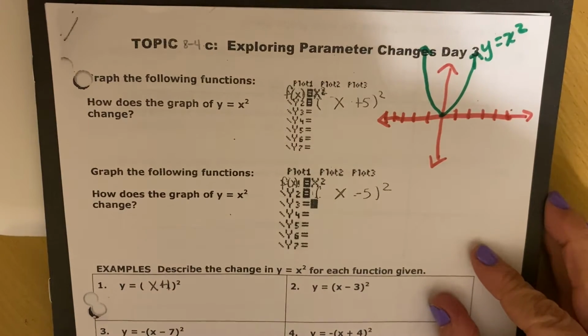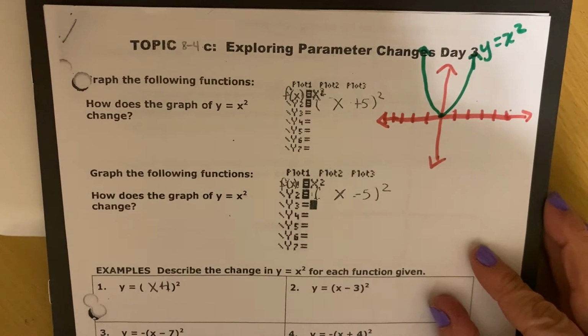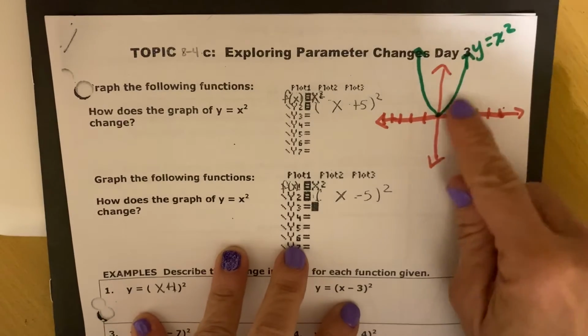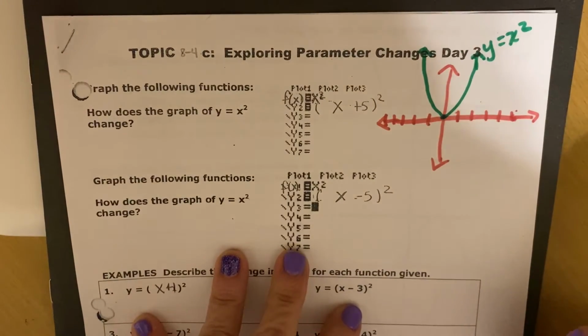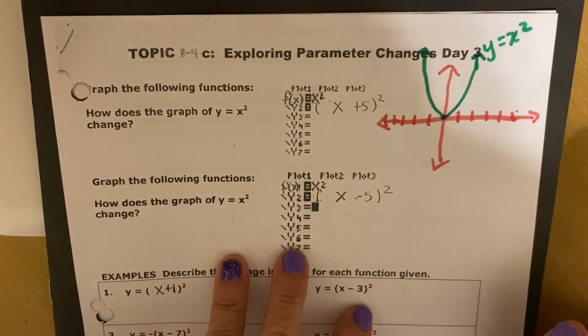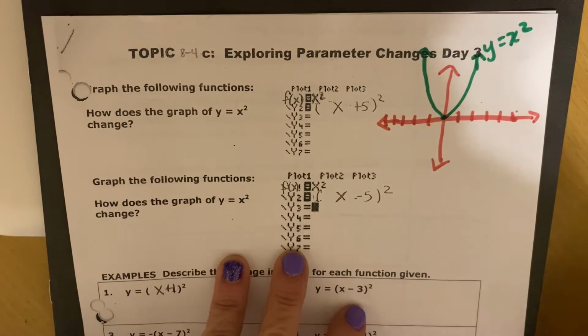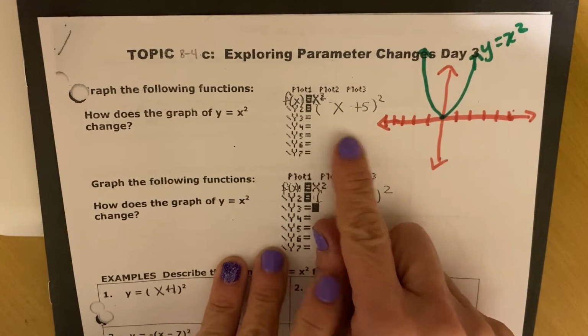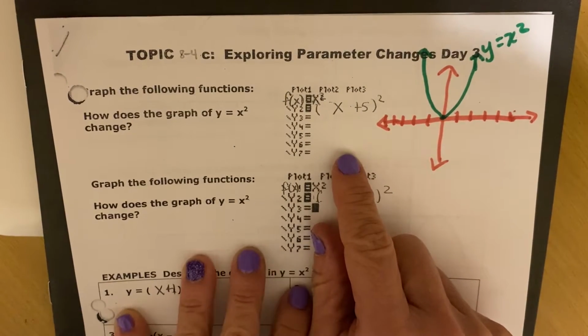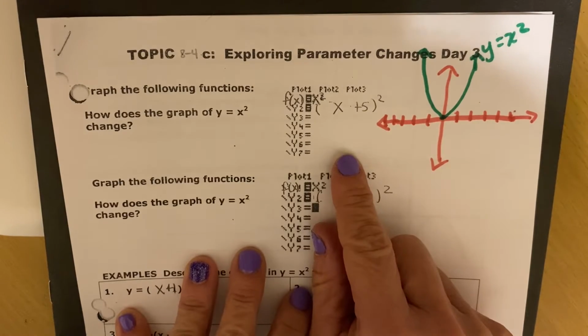Explorers, today we are going to look at another day of exploring parameter changes, and we're going to base it off of the parent function, which is y equals x squared. So this is our very basic parent function, and we want to see what happens when we have parentheses. Say that we have parentheses x plus 5 and a parentheses squared. So f of x equals (x plus 5) squared. If you had to make a guess, what do you think would happen if you have parentheses squared?